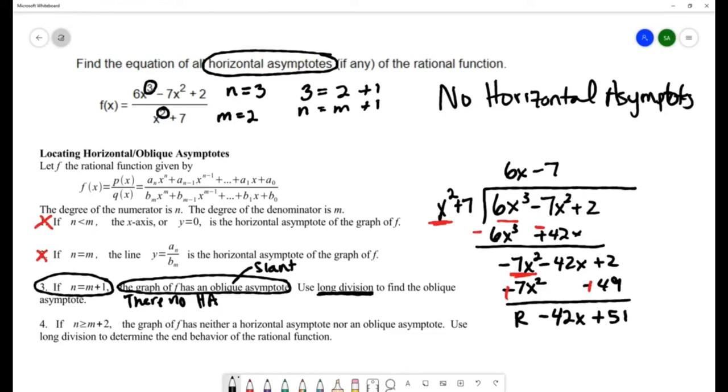We can ignore the remainder when we're looking for the oblique asymptote. We're just going to use what's up here. y equals 6x minus 7 would be the oblique asymptote for this rational function. And as I said, that's not necessary for this question. I just thought I'd throw in a little bit of extra for informational purposes.